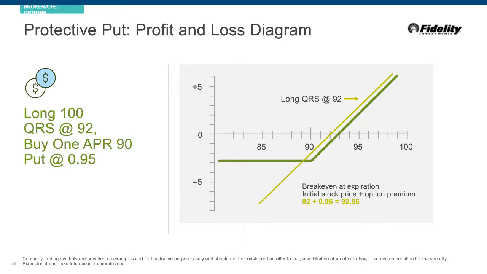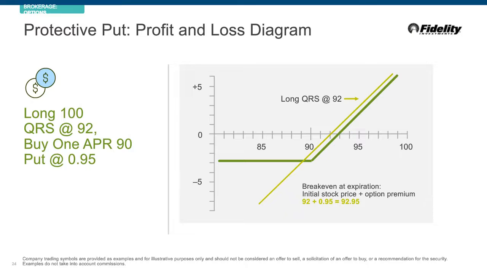Now notice here that our line starts to flatten out at 90 and lower, and as the stock decreases, the dark green line shows our loss is capped at $2.95 versus being long the QRS shares. We can continue to lose all the way up until $92.